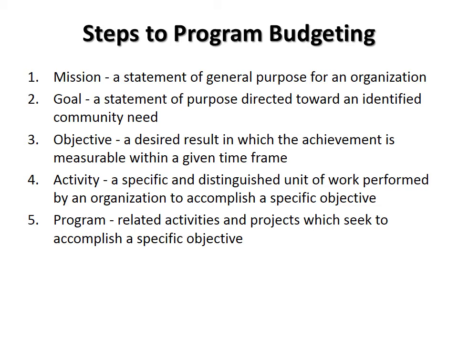From the goal, we then have objectives, which are the desired results in which the achievement is measurable over a given time frame. The activities are the specific and distinguished units of work that are performed by the organization to accomplish the specific objectives. And then the program links and ties all of the related activities and projects to accomplish the specific objective or goal.